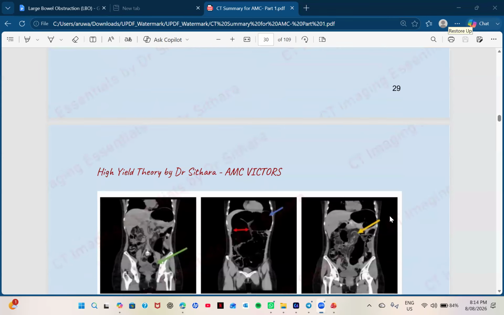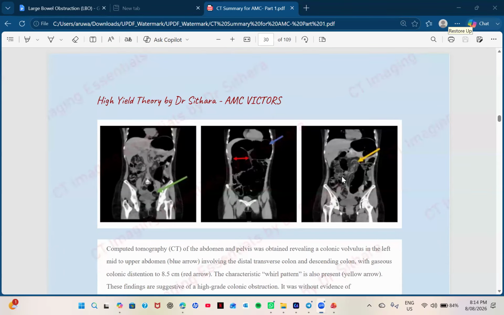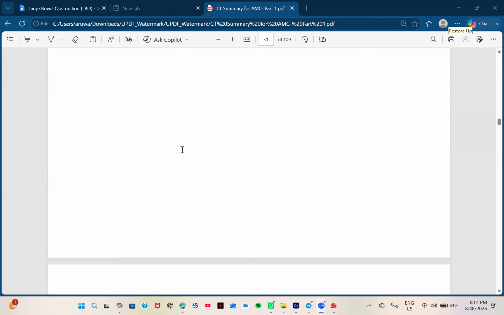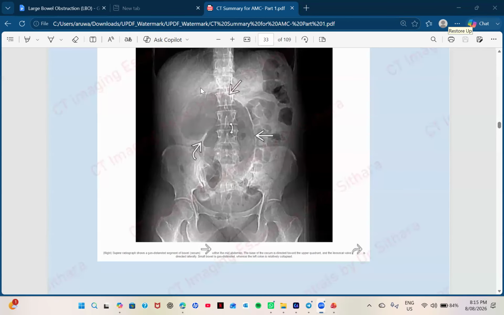Okay, so this whirl sign can be seen in both volvulus types, right? It is a common feature for all the volvulus. So I will show you the cecal volvulus as well here. What you can see in the cecal volvulus, what is the typical picture, doctors?